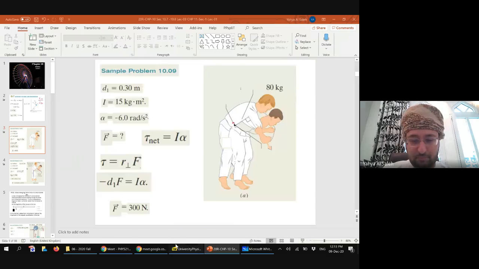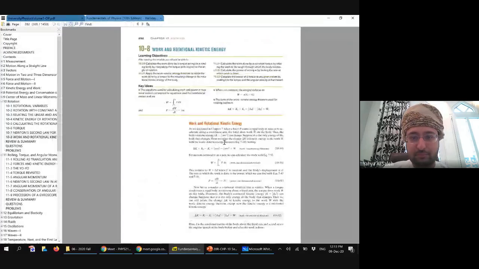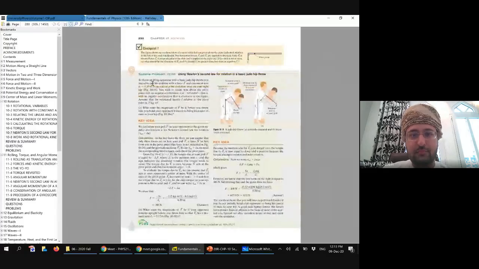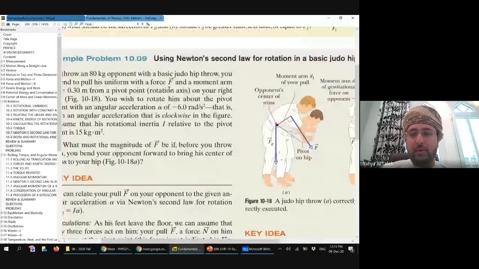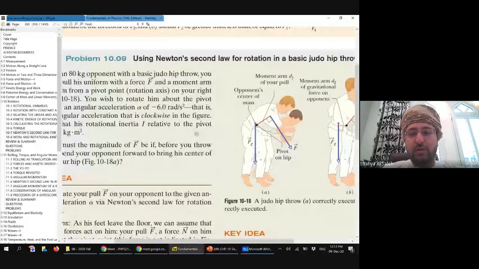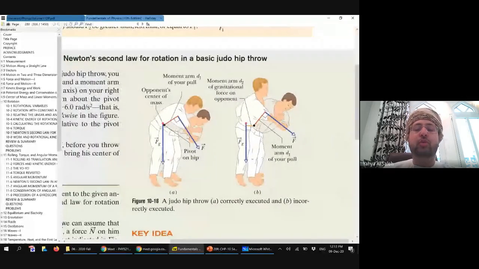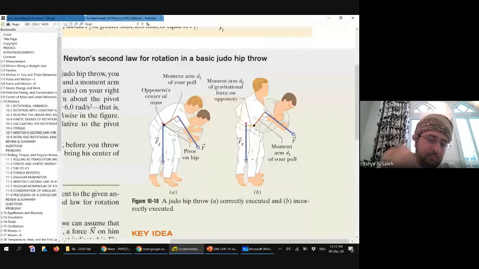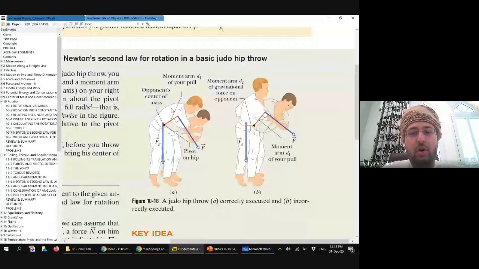Now, in judo or karate or taekwondo, there is a very signature move on how to throw someone. You don't just grab someone and pull them over. You hold them, you go down a bit, and then you pull them over to throw them. It's called a judo hip throw.